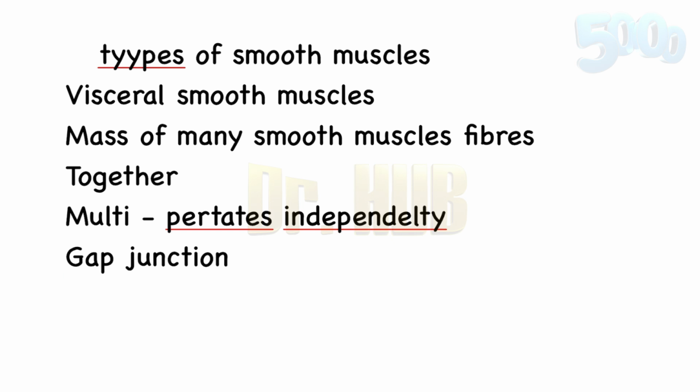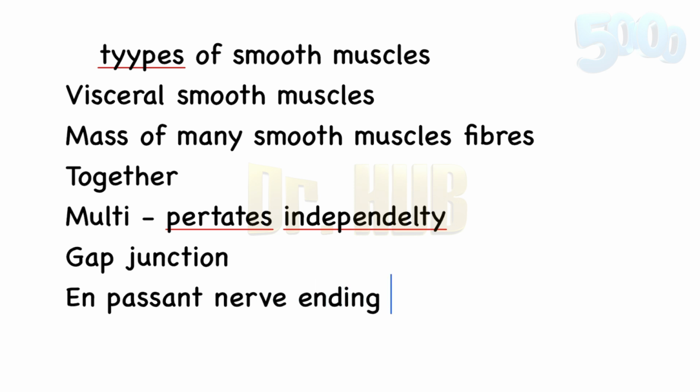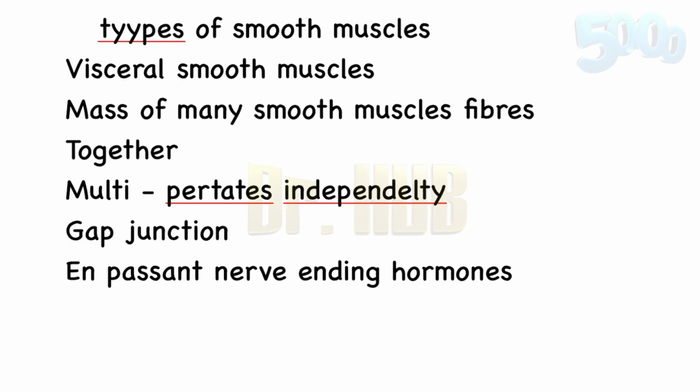fibers. The nerve endings are present on fewer cells, with the excitation spreading to the other cells by gap junctions. So nerve endings are seen in fewer cells. This is in single unit, and in addition they respond to hormones and also circulating substances. So they respond to hormones also.